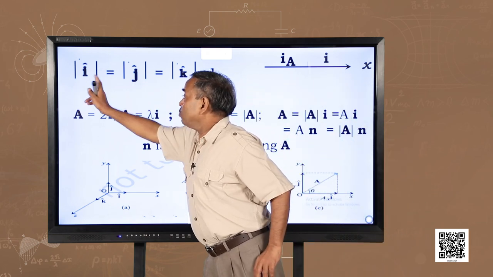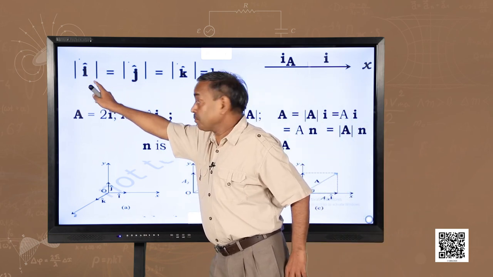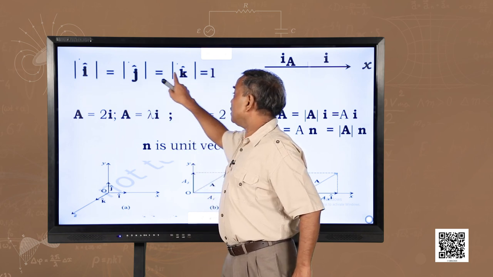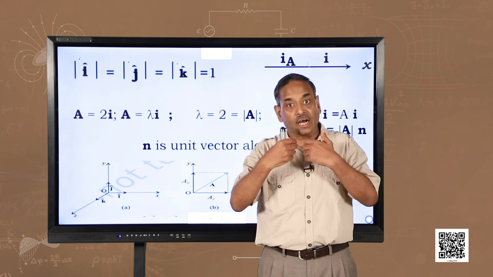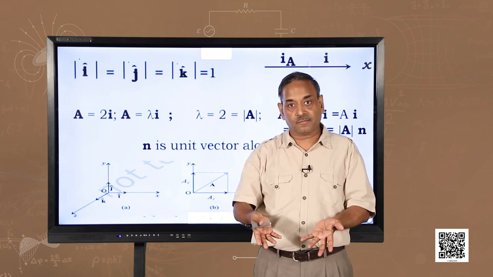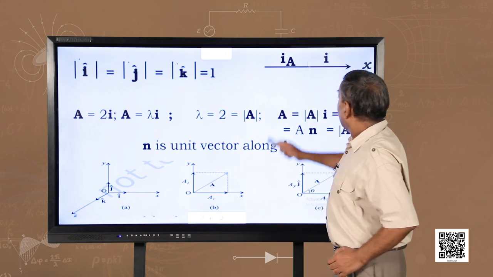The two long bars denote the modulus. Its modulus is 1, its modulus is 1, its modulus is 1. When you take the modulus of any vector quantity, it means it has lost its directional properties. So it is always 1.